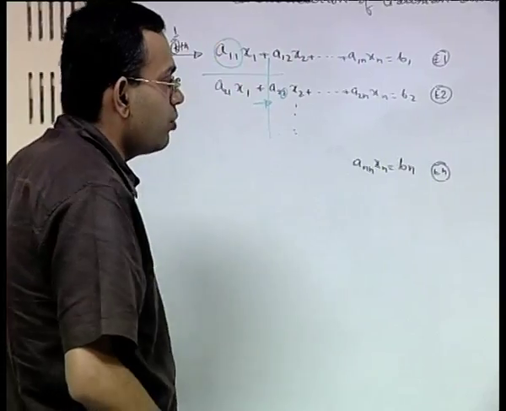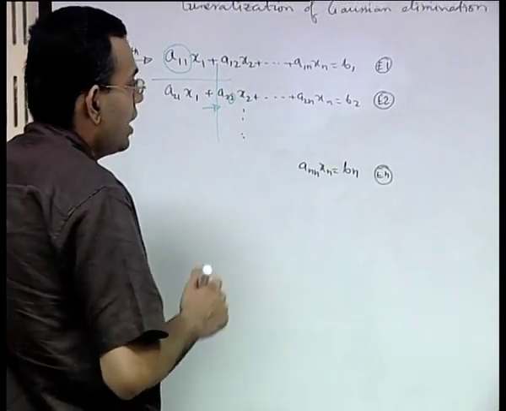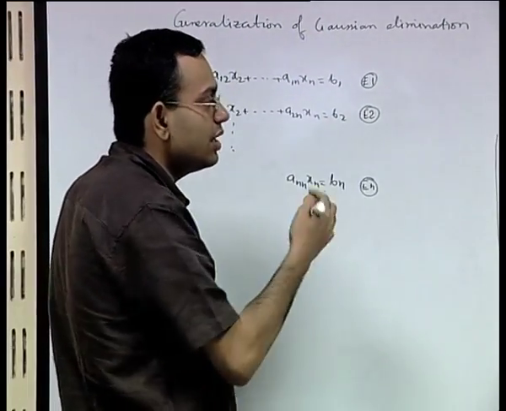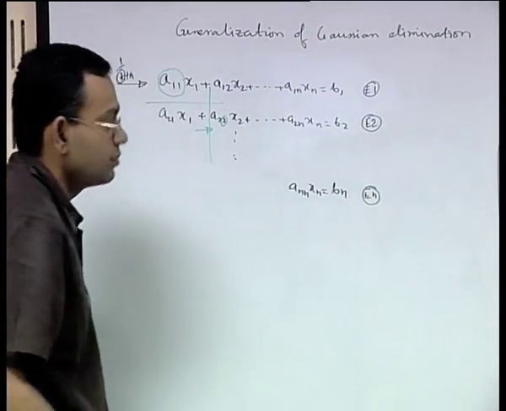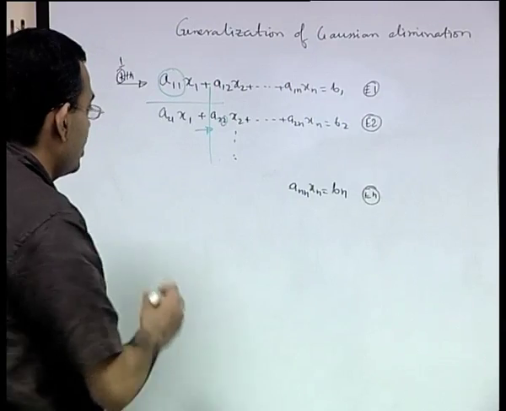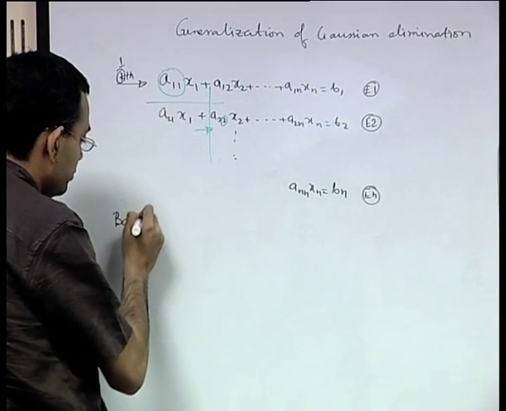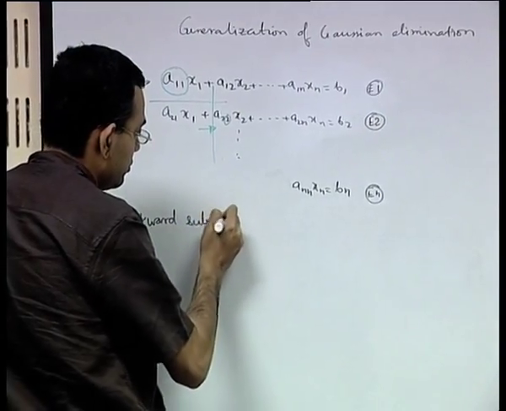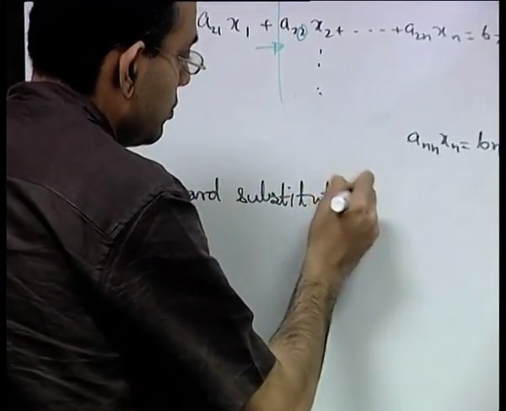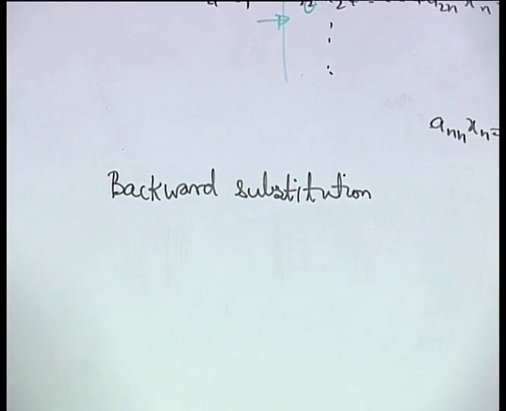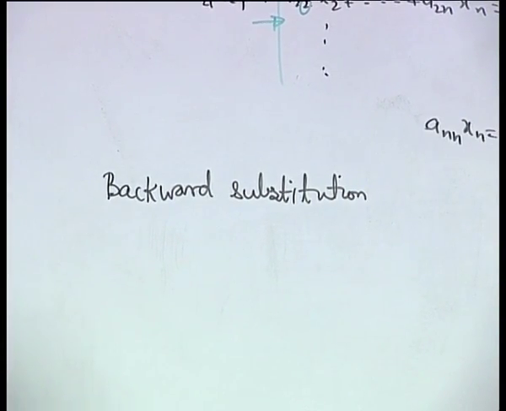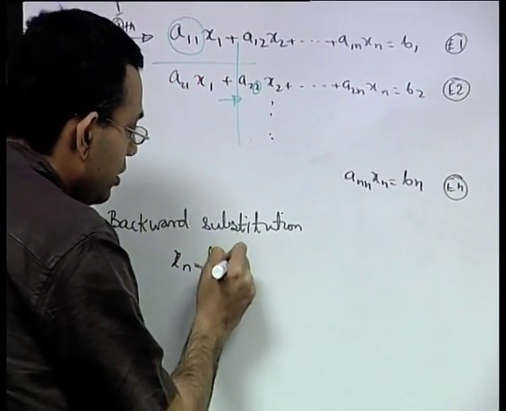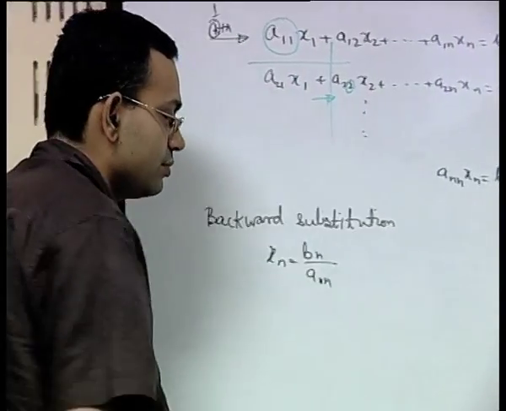So next will be backward substitution. Again what we will do, we will see how to formalize the backward substitution and then we will write its corresponding algorithm. So backward substitution. The first one is the most straightforward, so xn is equal to bn by ann.